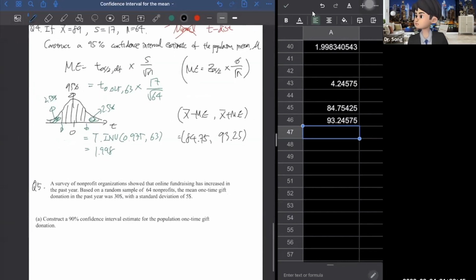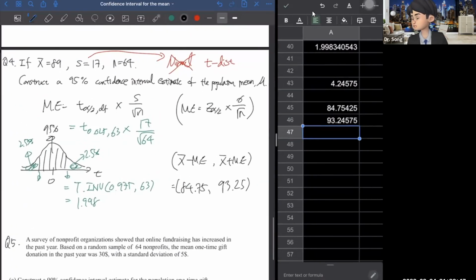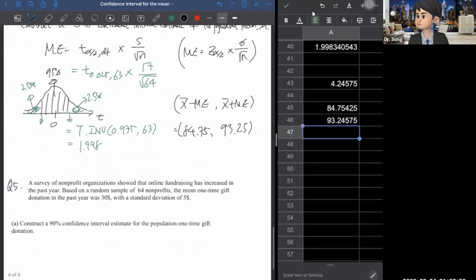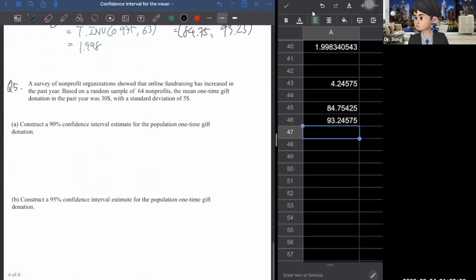93.25, that's the upper bound. So then we can interpret the true population mean would be located between 84.75 and 93.25, and we are 95% confident there.